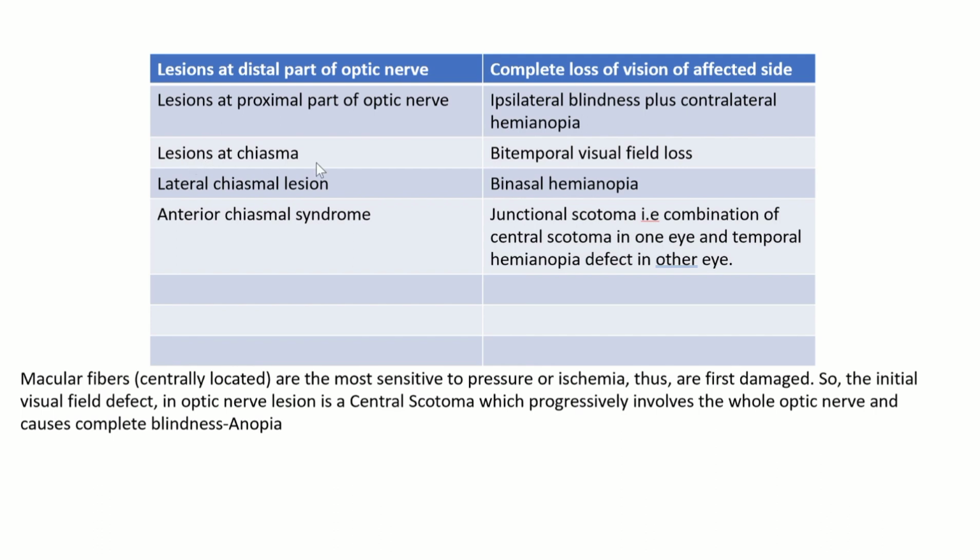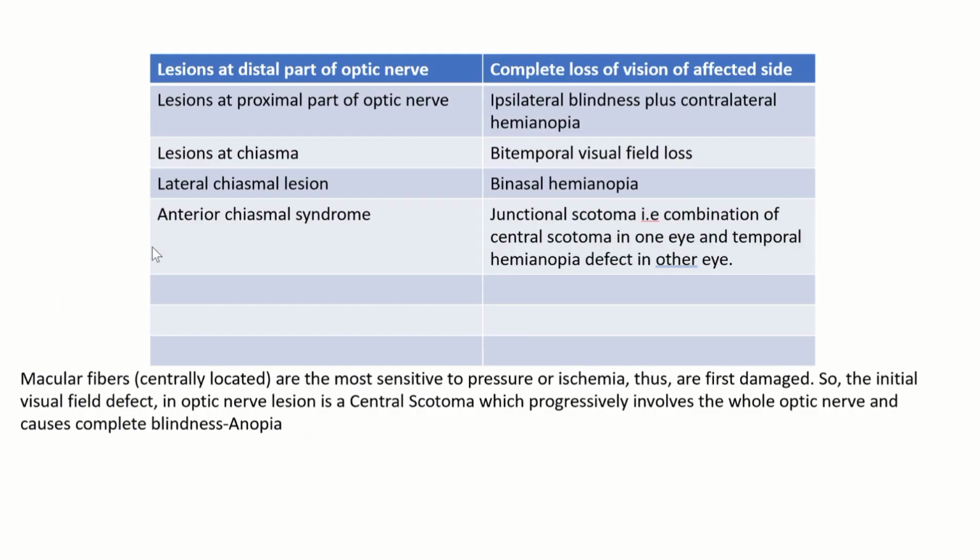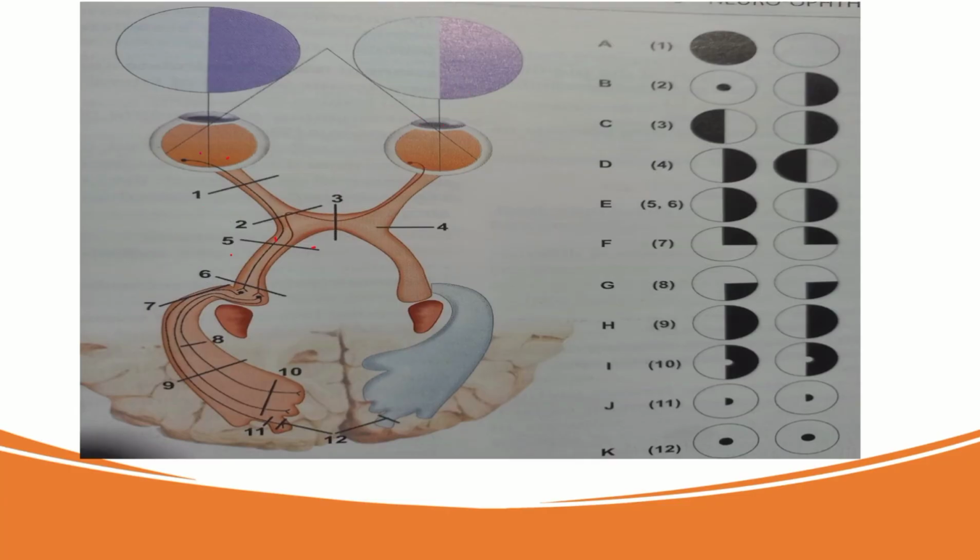What happens then is a lesion at the chiasma causes temporal visual field loss. I have already explained, if there is a lesion here, that means both the nasal fibers are crossing here, so the lesion at the nasal fiber crossing means temporal visual field loss, that is, bitemporal hemianopia. Very easy, nothing difficult. But the things get trickier at the lateral chiasmal lesion. A lateral chiasmal lesion means there is a lesion here, at this lateral part of the chiasma.